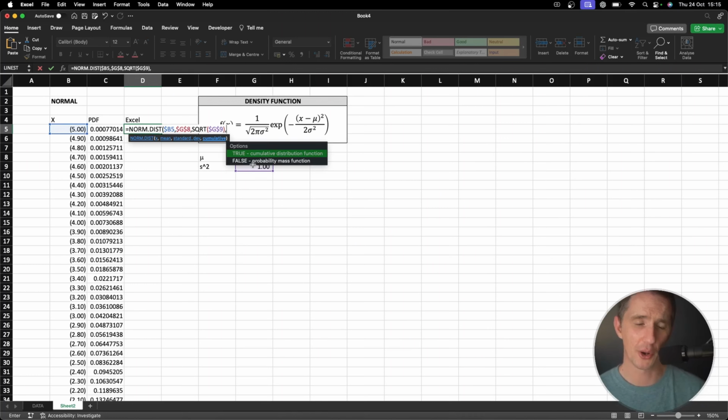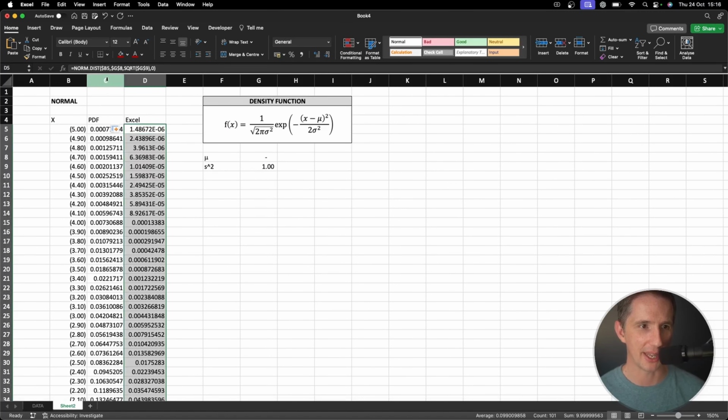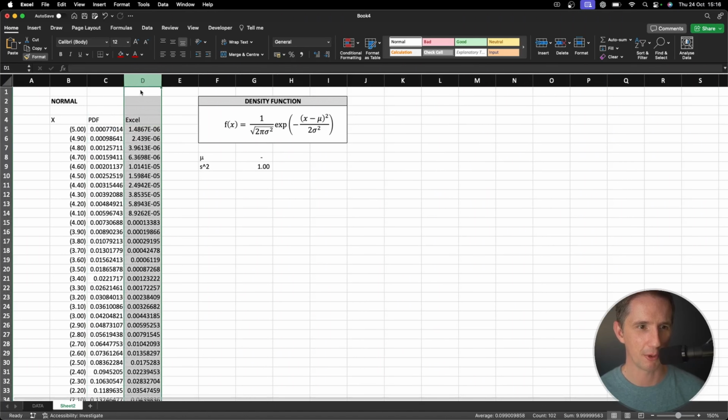And then it's asking, do I want cumulative distribution or non-cumulative? What it's saying is, do I want the density function, which is not cumulative, or the cumulative version, which is known as the distribution? Well, I want the density function. So here I'm just going to put 0 for false. And here Excel gives me this number. I'm going to drop that down, and then I'm going to copy this formatting over here.